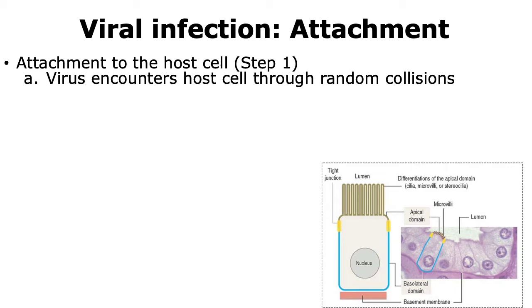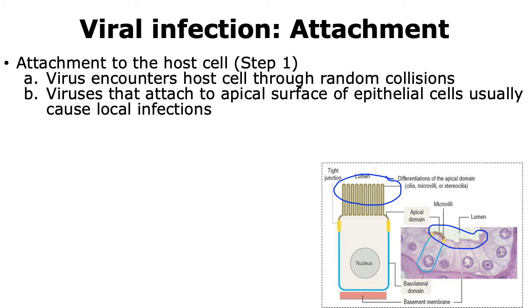The first step in the infection process is the attachment of the virus to the host cell. Viruses encounter host cells through random collision events, and thus they do not actively seek out the host cell. Let us take an example of intestinal cells that are shown in this figure and look at how they may get infected. These epithelial cells can have two parts. The upper part is called the apical surface, whereas the lower part is called the basolateral surface.